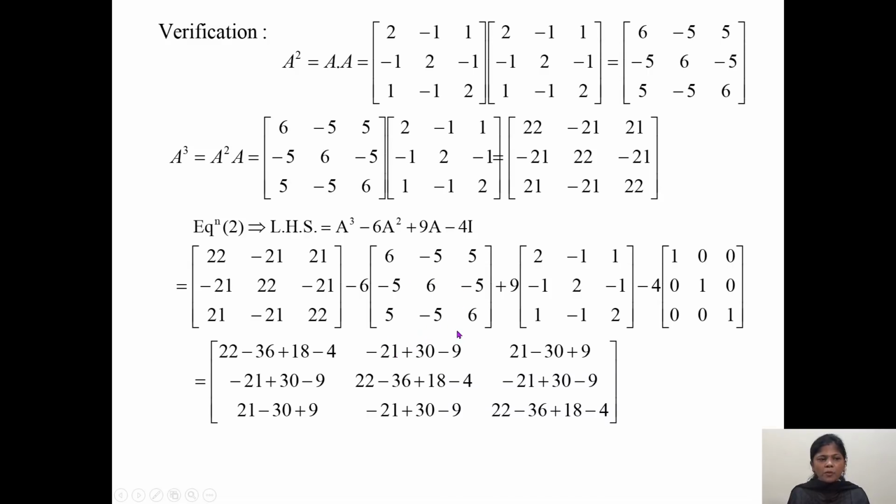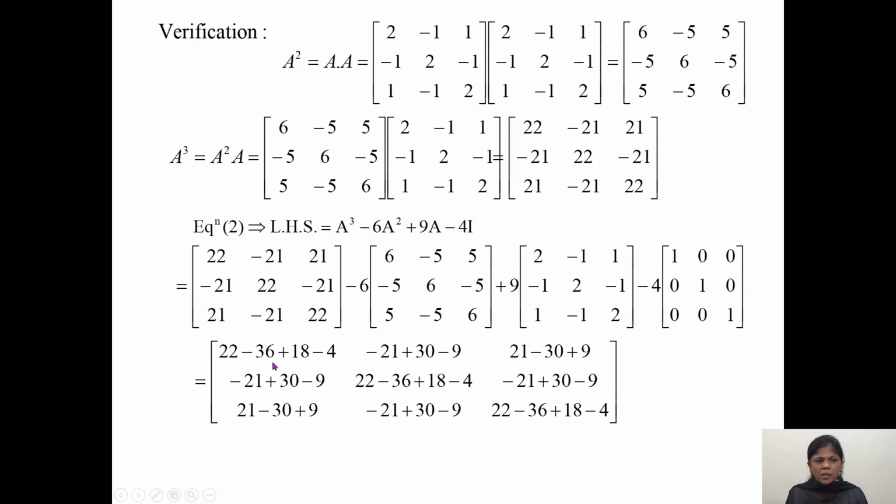Similarly, suppose we want to simplify the element in the 3 positions. So these are the 3 positions. So let us simplify. So 22 minus 6 into 6, 36. So we have minus 36 plus 9 into 2, 18. Then minus 4 into 1, minus 4. Like this, you can write this simplified form in one step.